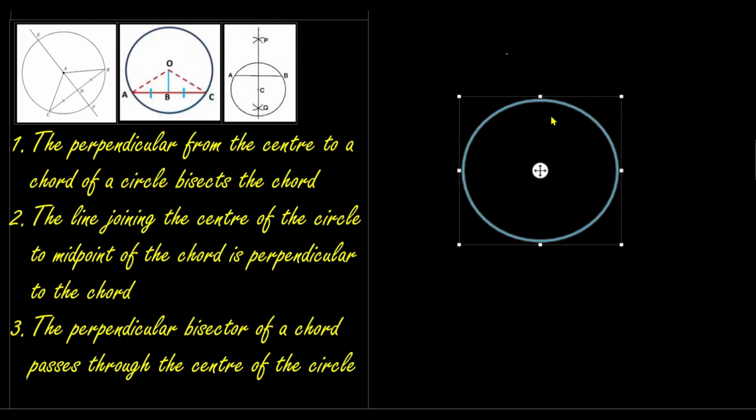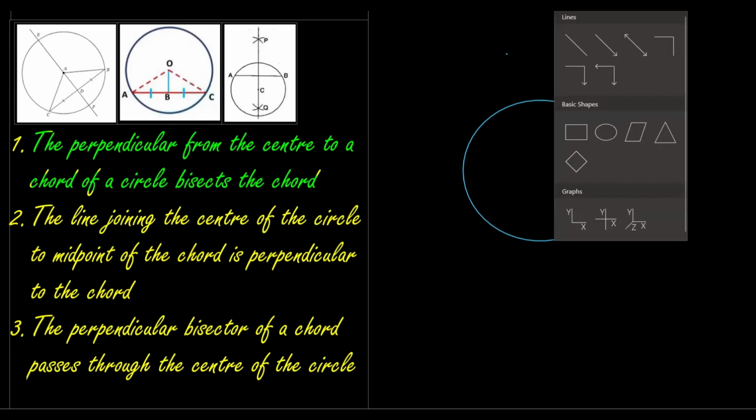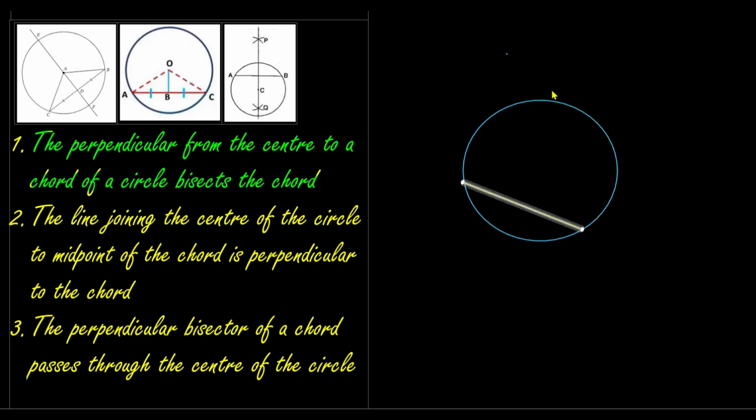The first property says that the perpendicular from the center to a chord bisects the chord. So I took a circle and I'm making any chord over here, say AB. If I draw a perpendicular from the center on this chord, say it is intersecting at point M, that means AM is equal to BM. So repeating, the perpendicular drawn from the center bisects the chord.